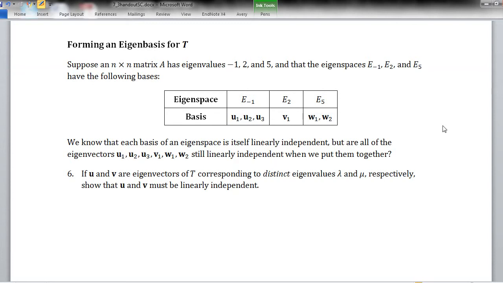Now, we know that, because these 3 vectors form a basis for that eigenspace, part of being a basis is that they're linearly independent, right? So in and of themselves, the u's are independent, and the v is independent, and the w's are independent. But what if we throw them all together? Is it still a linearly independent collection? Right? We know that, excuse me.